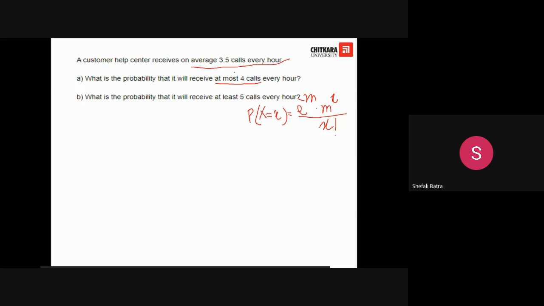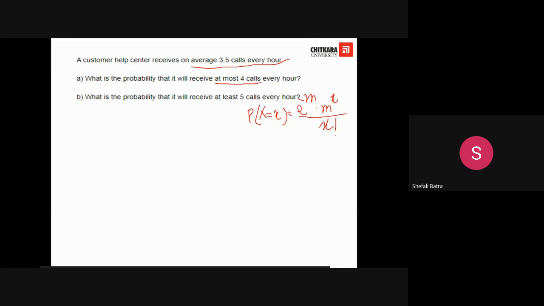At most means maximum 4 should happen. So we will be starting from where? X is equal to 0 plus x is equal to 1 plus x is equal to 2, and so on, because in every hour at most 4 calls. So what can happen? Not even one call, 1 call, 2 calls, 3 calls, 4 calls. So you need to find all the probabilities and add them all up.